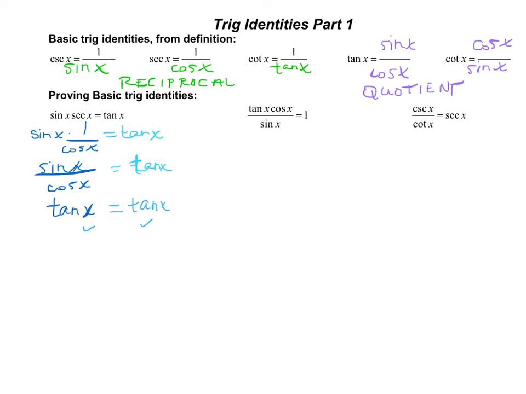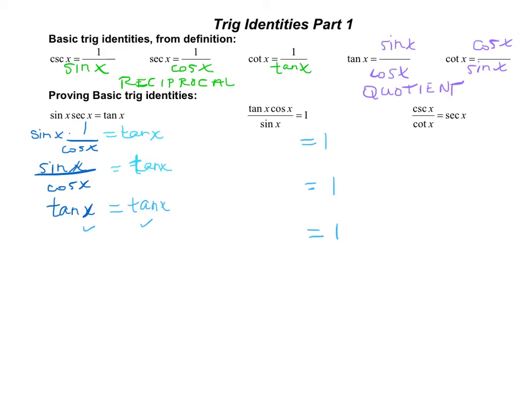Moving to the next one, I have tangent x times cosine x divided by sine x, and I want to show that that equals 1. This is definitely the more complicated side. 1 is as simple as 1 is going to get. We'd only make it more complicated by trying to change it. And so let's go ahead and bring down 1 equals 1. It may take 3 steps to do this.